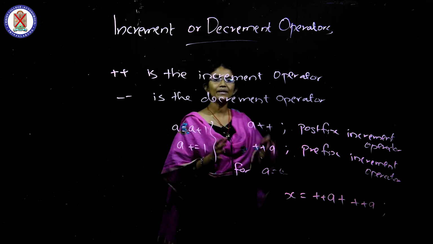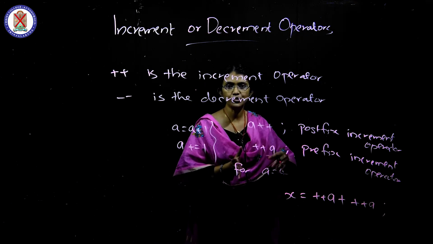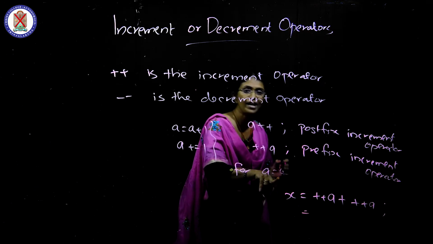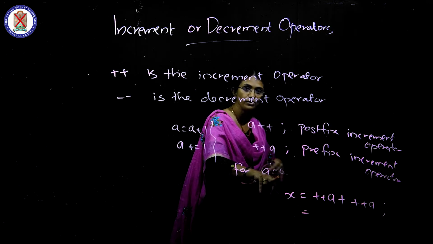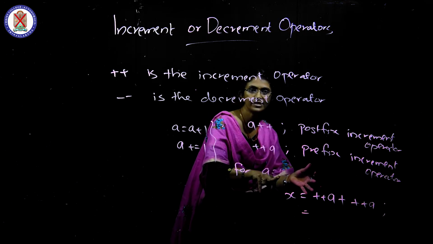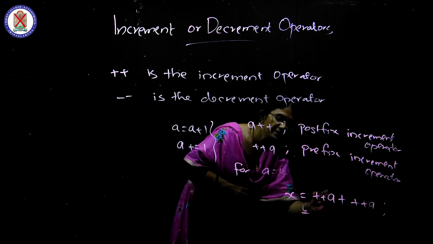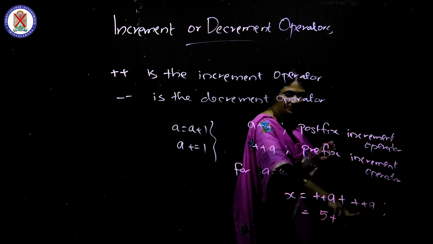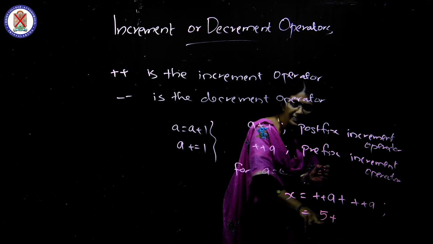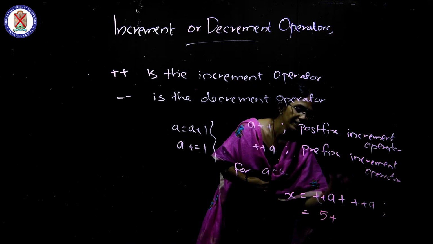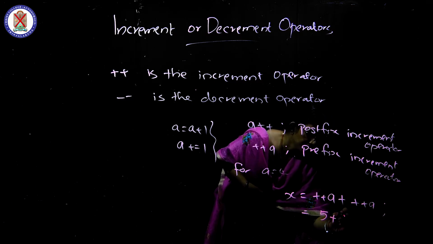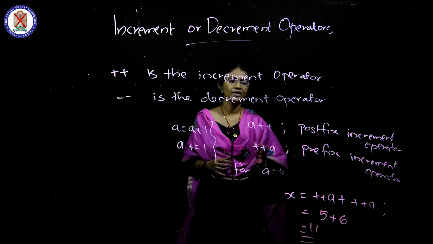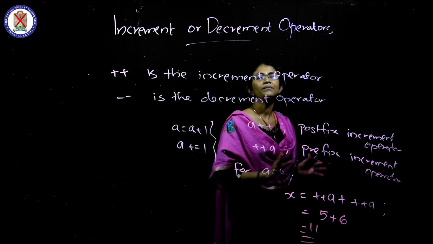We first increment the value, then the new value is used for the operation. In this case, the original value is 4. This 4 is incremented, then the evaluation is done. 4 is incremented, that means it becomes 5, plus, and here it is also 5, then it is incremented again, so it becomes 6, so the value is 11. In postfix or prefix, this is the case.